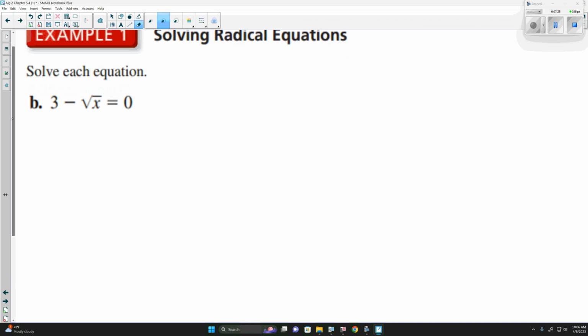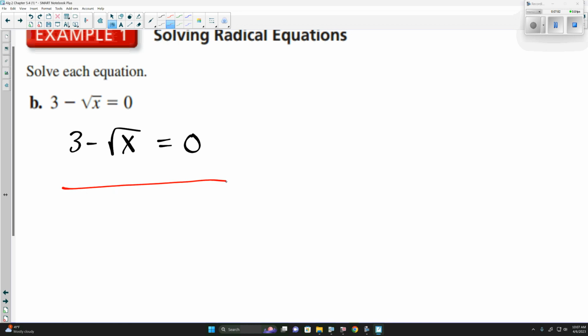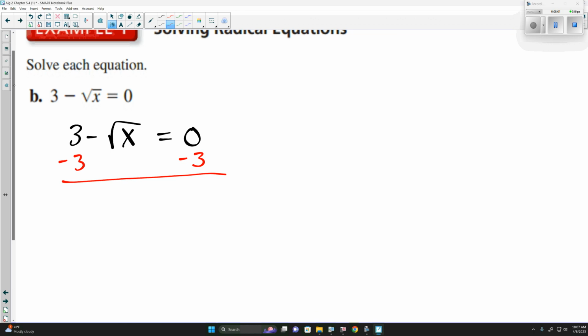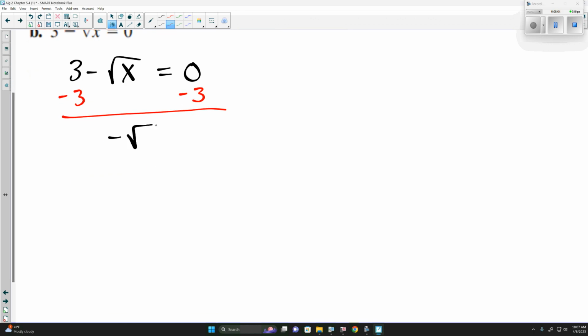So we can look at this one here. 3 minus the square root of x equals 0. Well, first main step, is there one radical? Well, yes. There is one radical. So, get it by itself. What's the first thing we can do to get the radical by itself? We can subtract 3. And if we subtract 3 from both sides, we have negative square root of x is equal to negative 3.